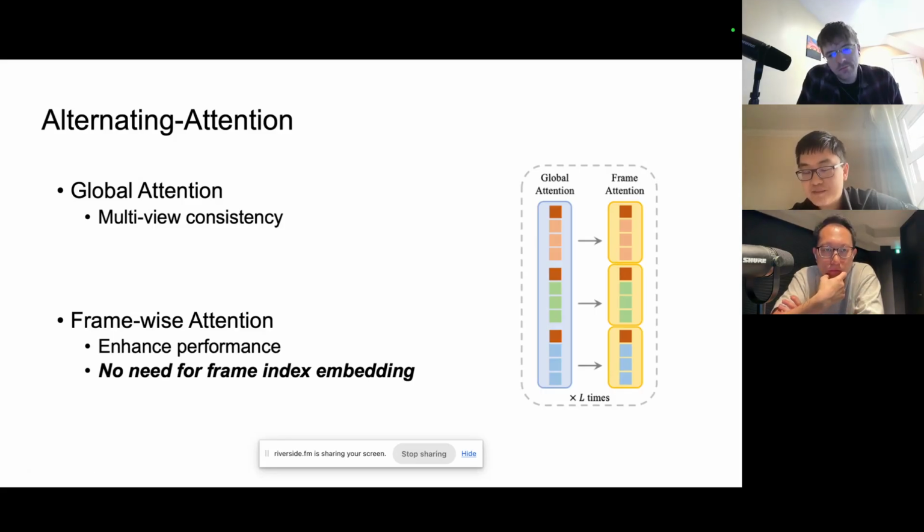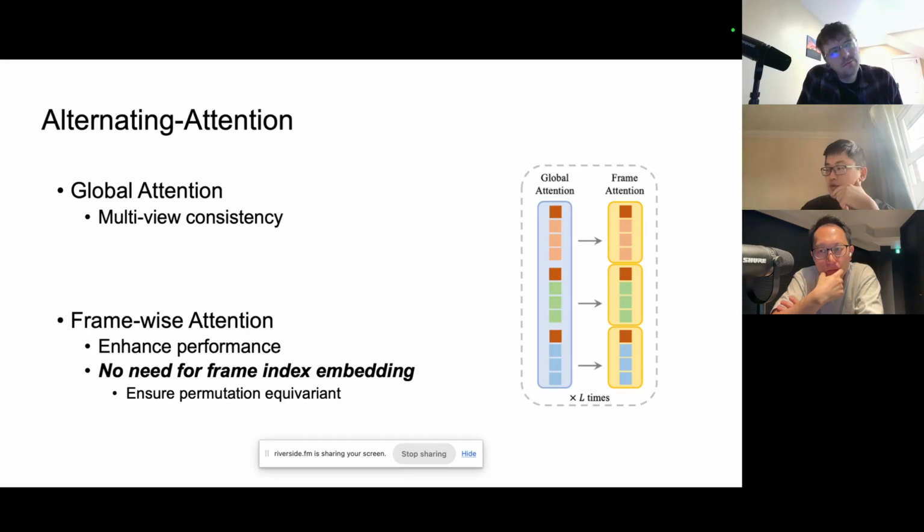I designed it for a more important reason: we hope to use frame-wise attention to remove the need for frame index embedding, which can hence ensure the permutation equivalence. Let me take this into more detail. For example, let's remove the frame-wise attention. The framework here will be just a global attention, like a very standard transformer architecture.